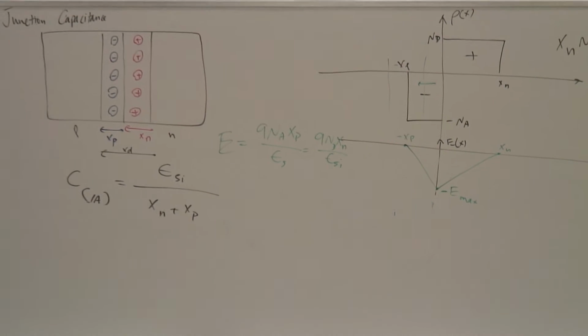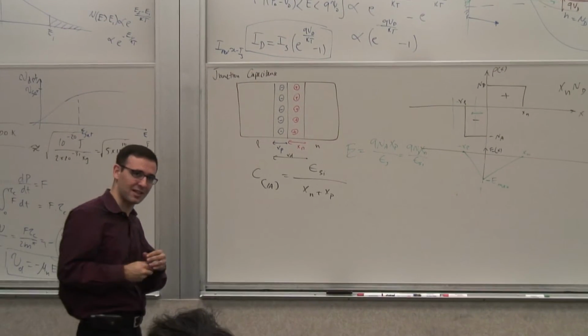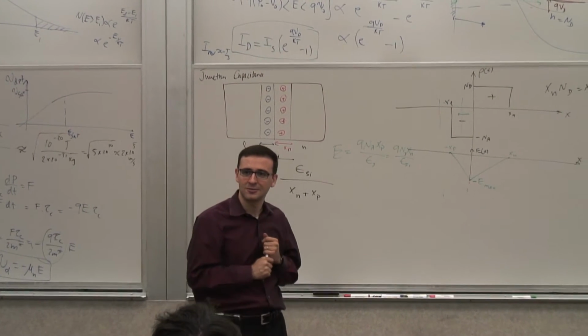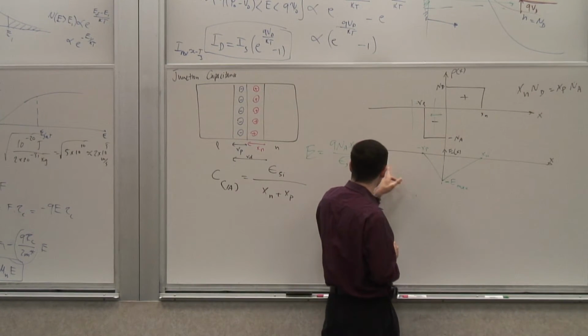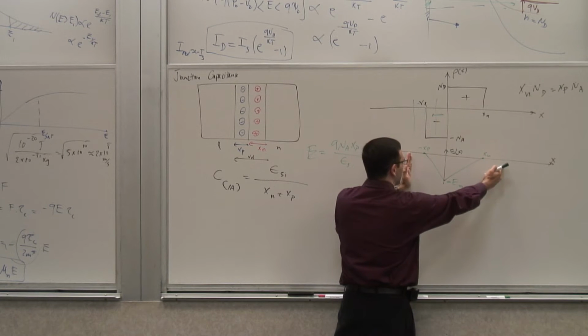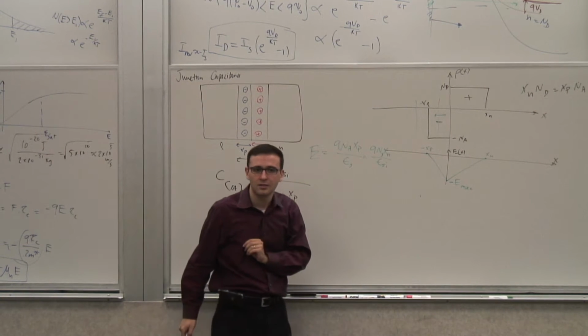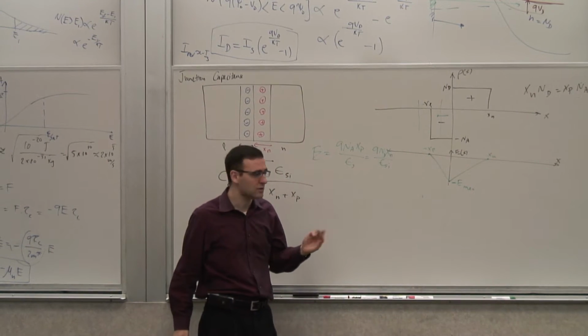Do you agree with everything I've said so far? If you have doubts about it, raise your hand, ask a question. Do you agree that it has to be linear? Do you agree that the maximum electric field is given by that? Do you agree that we have no electric field outside? Right? So that's the electric field distribution.